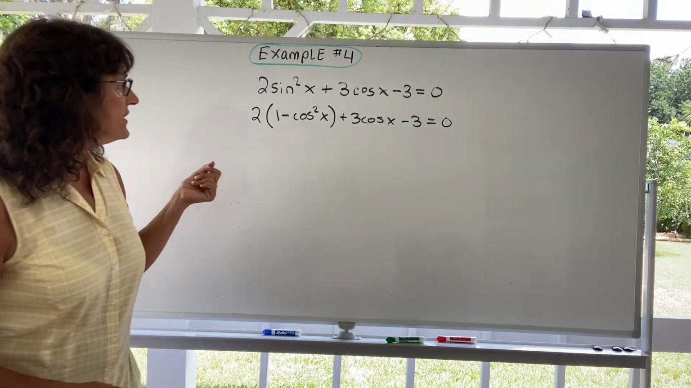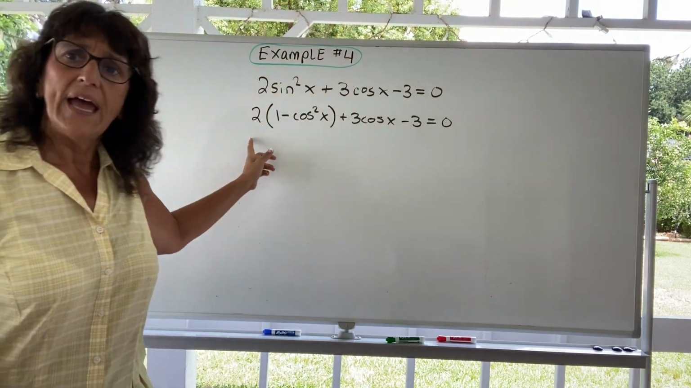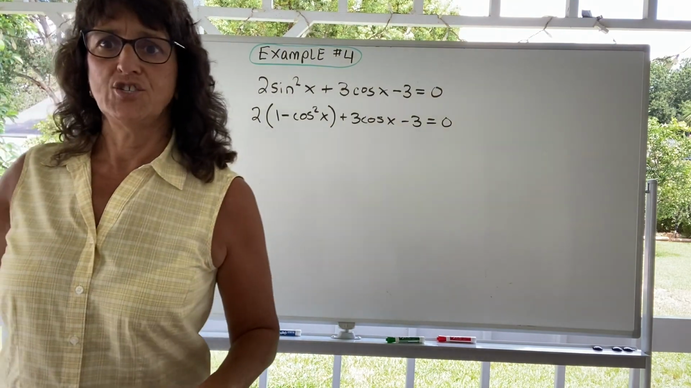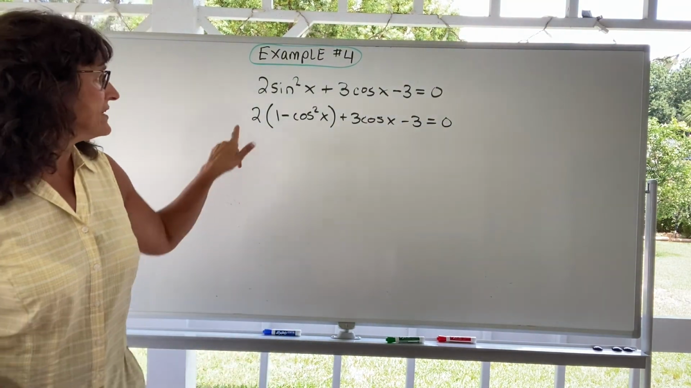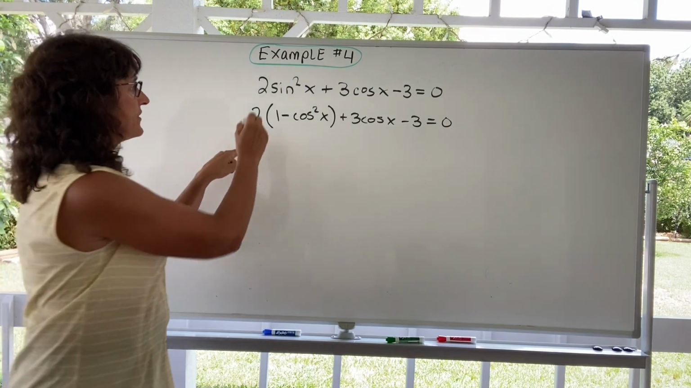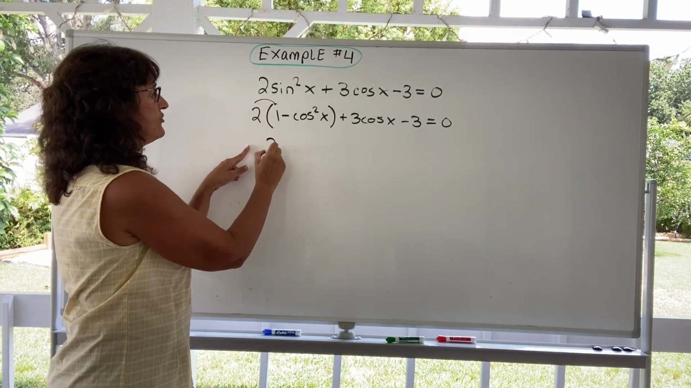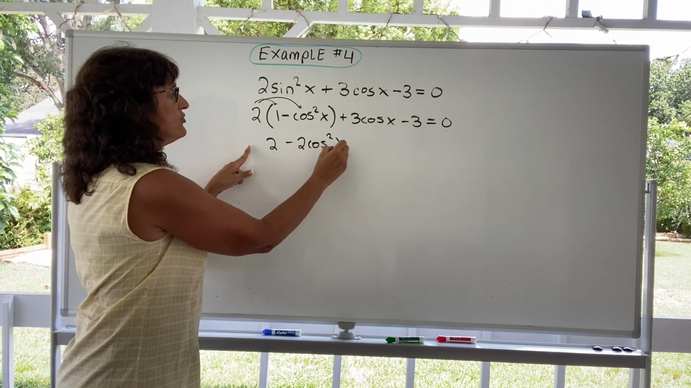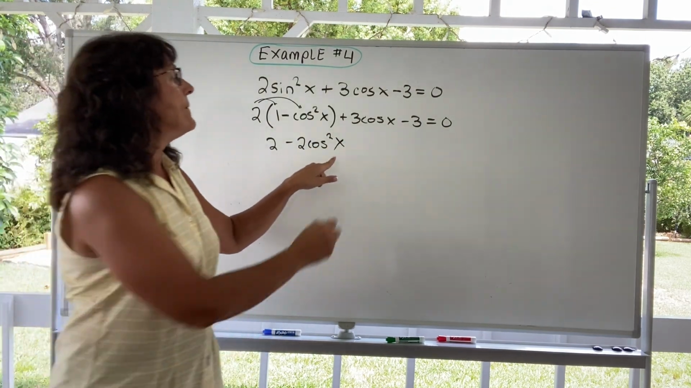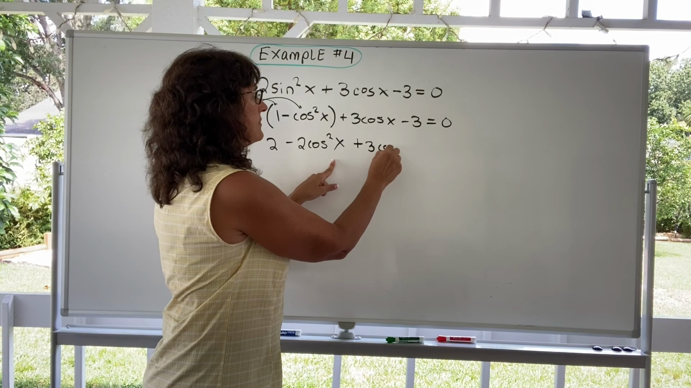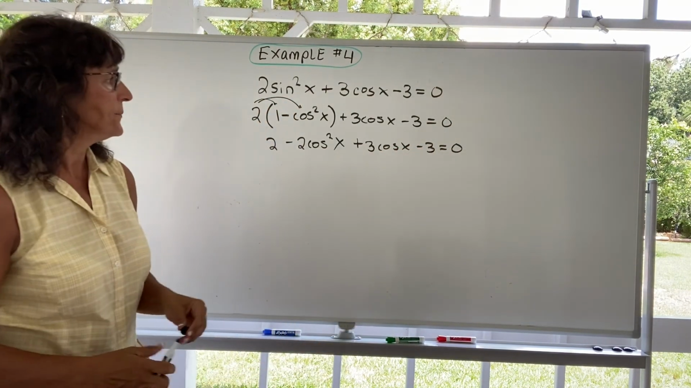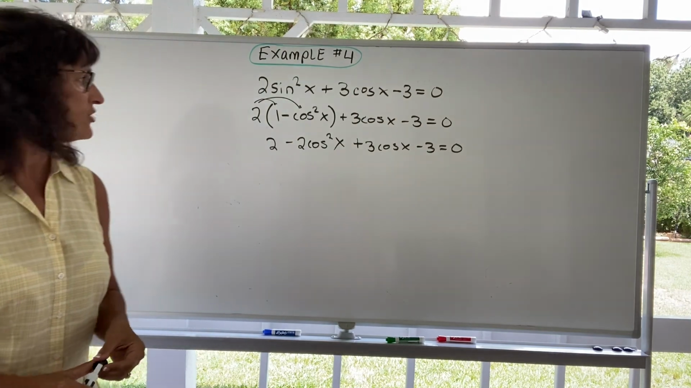Then what do you see we need to do? Let's go ahead and distribute the 2. So bear with me, but let's go ahead and distribute the 2. So you have 2, minus 2 cosine squared, distributing the 2, plus 3 cosine x, and then minus 3. There we go. So we have this when we distribute the 2.